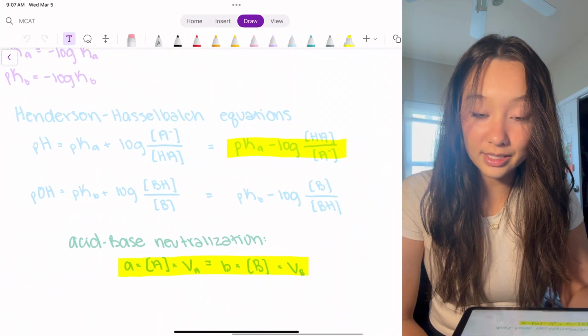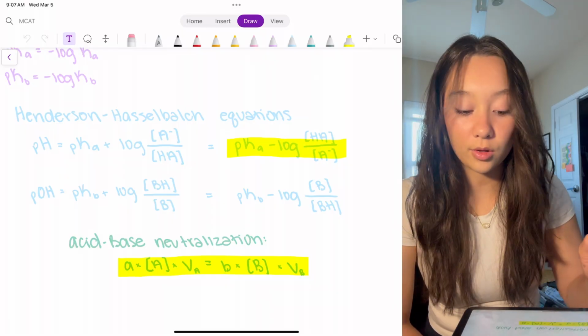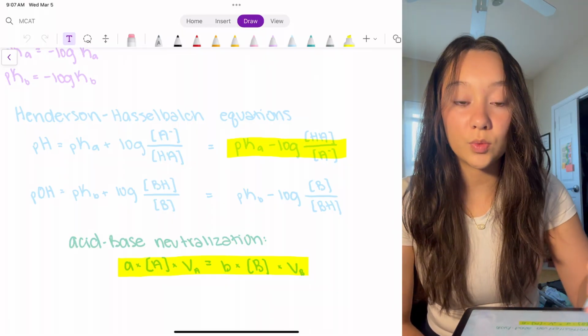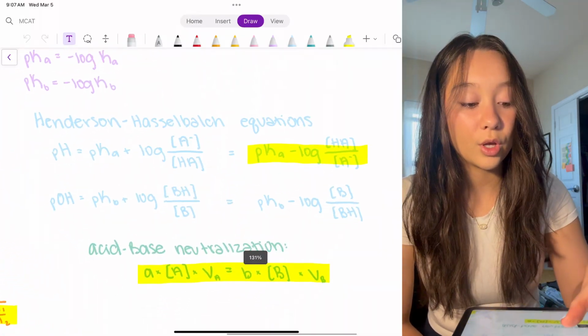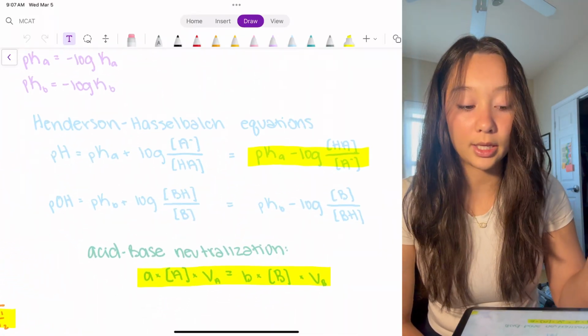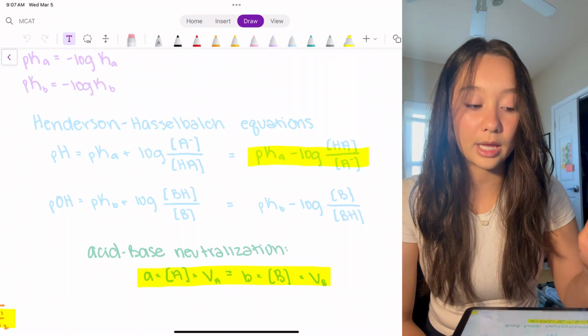Henderson-Hasselbalch equations. This is very important. I would just pick one of these to remember and not all of them. And then from these we can use our other identities to get to whatever the question is asking for. So I usually remember the one that is highlighted, which is pH equals pKa minus log HA over A minus.